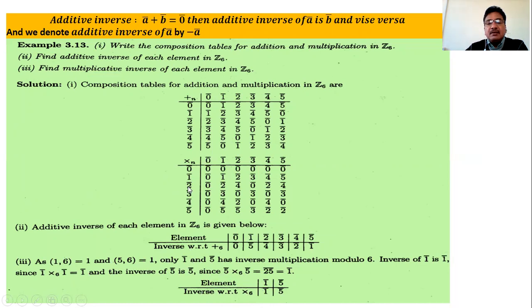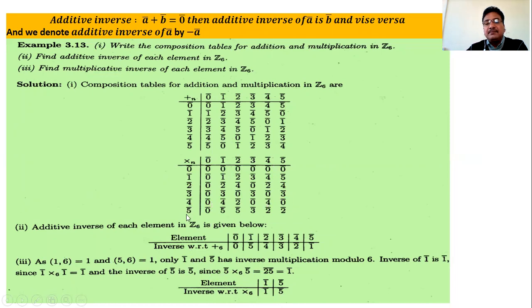Then 2 bar into what is equal to 1 bar? In the row of 2 bar there is no 1 bar, and therefore the inverse of 2 bar does not exist. If you observe the row of 3 bar, there is no 1 bar in any place, and therefore 3 bar inverse does not exist. If you observe the 4 bar row, then there is no one.